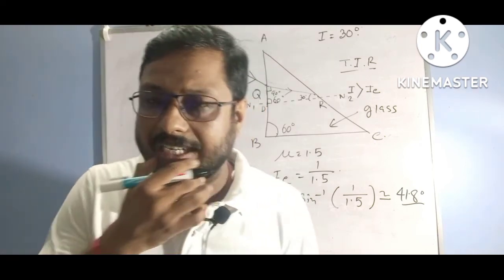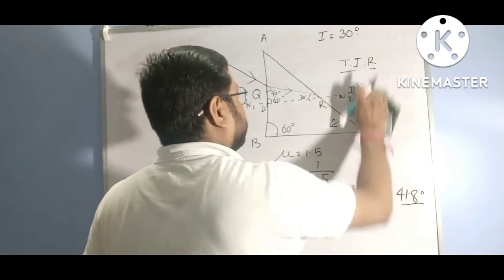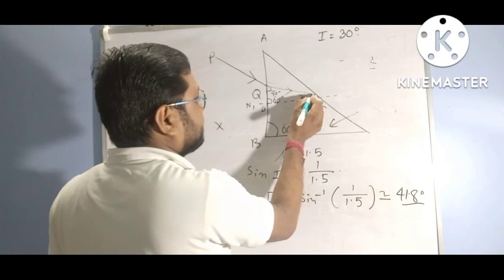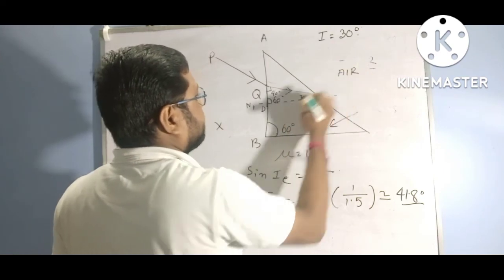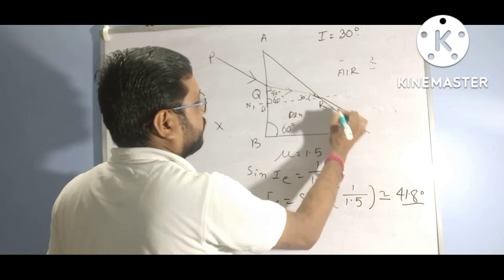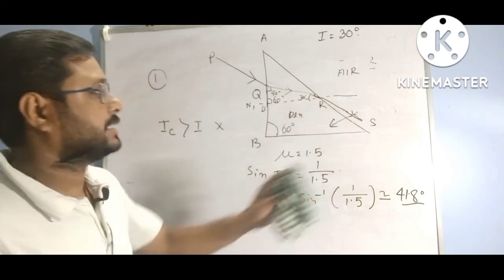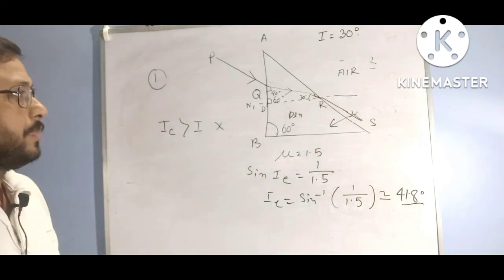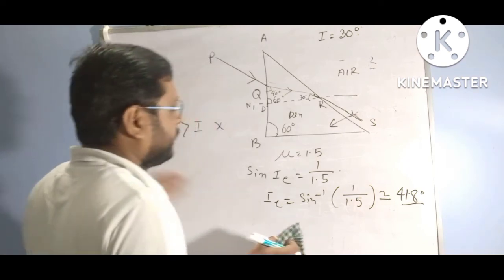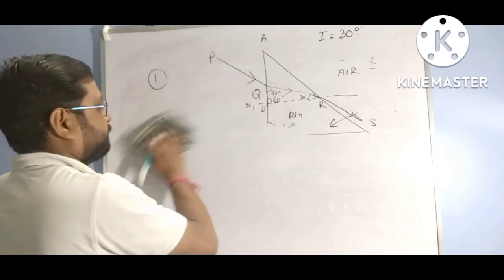So no internal reflection will be seen, but the ray will suffer a refraction here. As it goes from denser to rarer, the refracted ray bends away from the normal. So the refracted ray goes along the RS direction. I hope you all understand this. In this way, we can do any numerical related to total internal reflection.